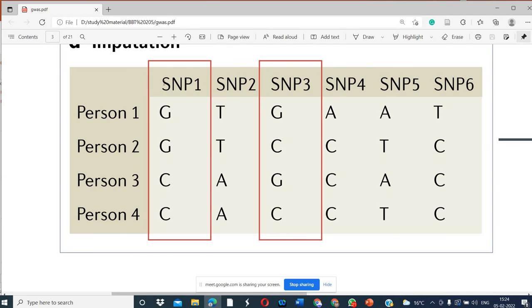Now person 1 has G at this position when we are analyzing SNP 3, and person 3 is also having G, and person 2 and 4 are having C. Now whose grouping happened? Person 2 and 4, and person 1 and 3 are one group. So SNP 3 variation will be associated with some other genotype or phenotype. Okay? This is clear to you?